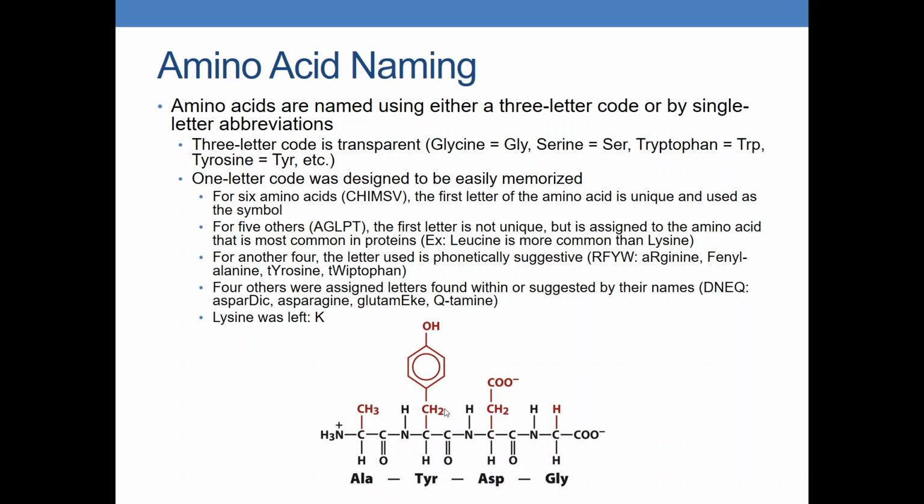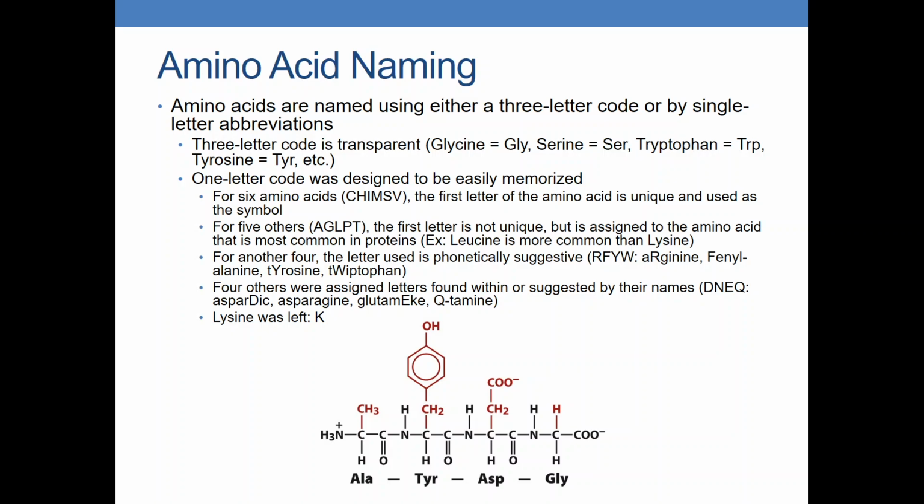The next one is a phenol side chain, a phenol R group. This is tyrosine, and the next is a carboxylate that is connected by one methylene group. This is aspartic acid, and then finally glycine. So I can write this 4 amino acid peptide sequence out using 12 characters, 3 for each amino acid: ALA, TYR, ASP, GLY, or I can write this out using 4 characters.